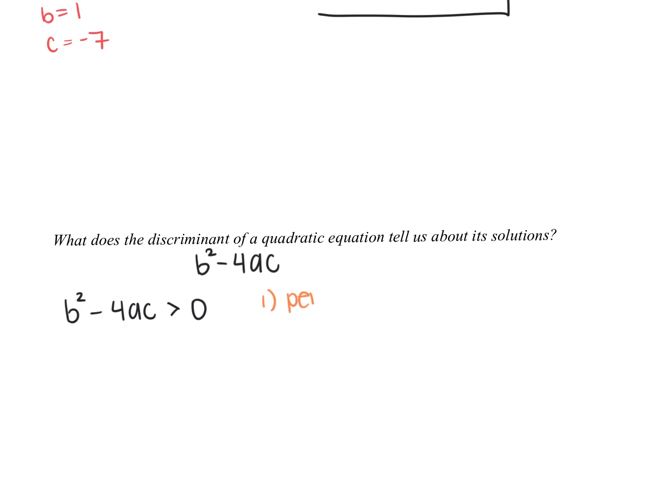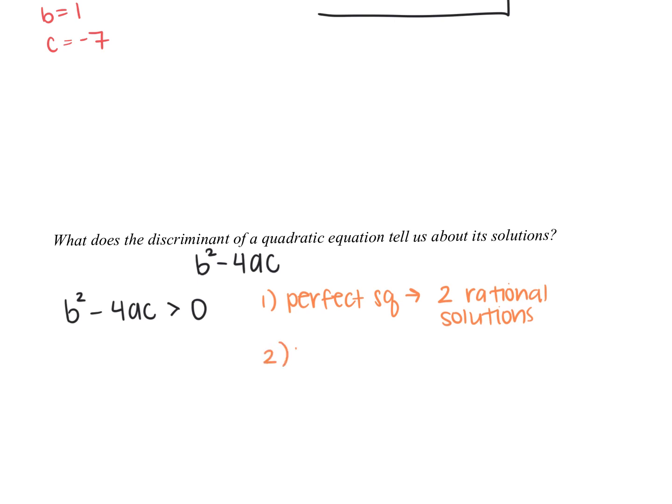The first type is if it's a positive number and a perfect square. That means there are 2 rational solutions. What that means is that I can take the square root, I'm going to get a number, and I can add and subtract that number from whatever negative b is and divide by 2a, and I'm either going to get 2 whole numbers or 2 fractions or a combination of a fraction and a whole number. So those are what we call rational solutions.